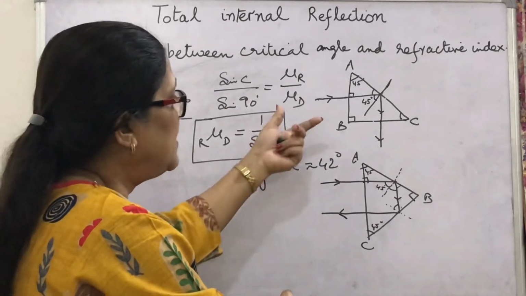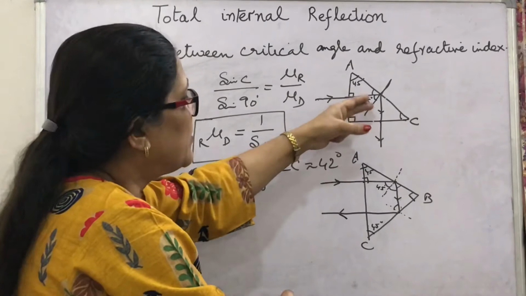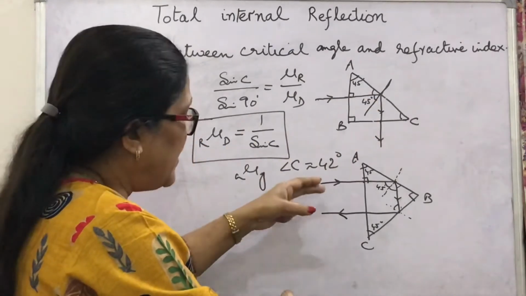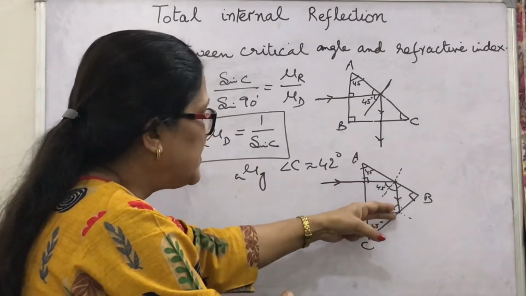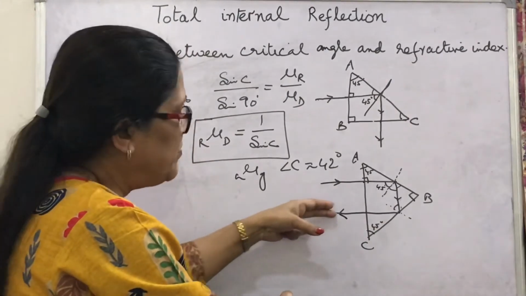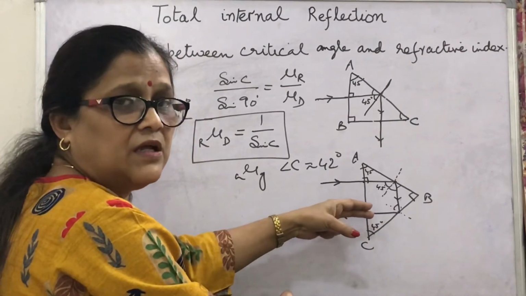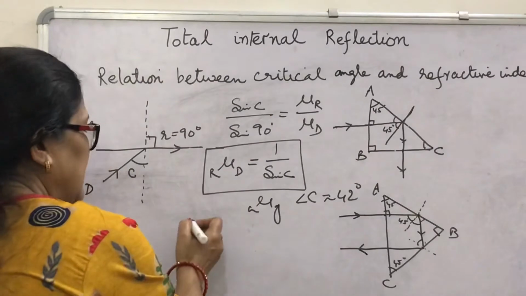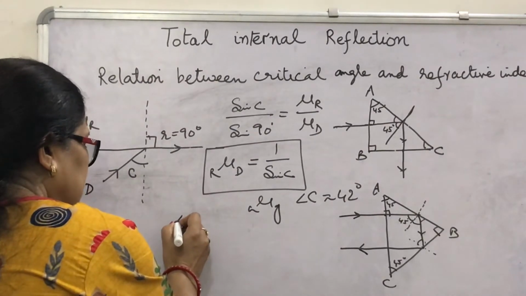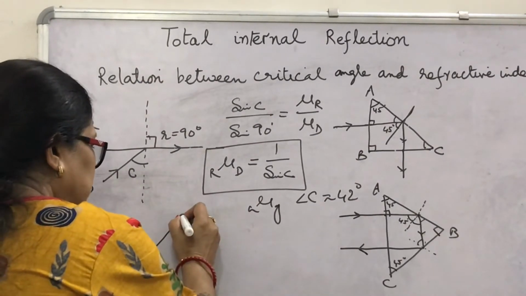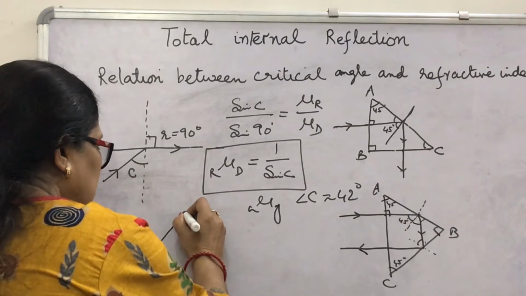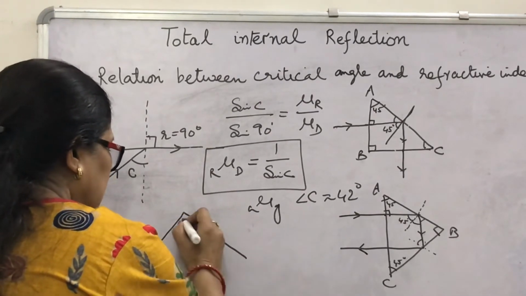So to bend the light rays by 90 degrees, you have to keep the prism like this, and to bend the reflected rays by 180 degrees, you have to keep the prism like this. Third, erecting prism.